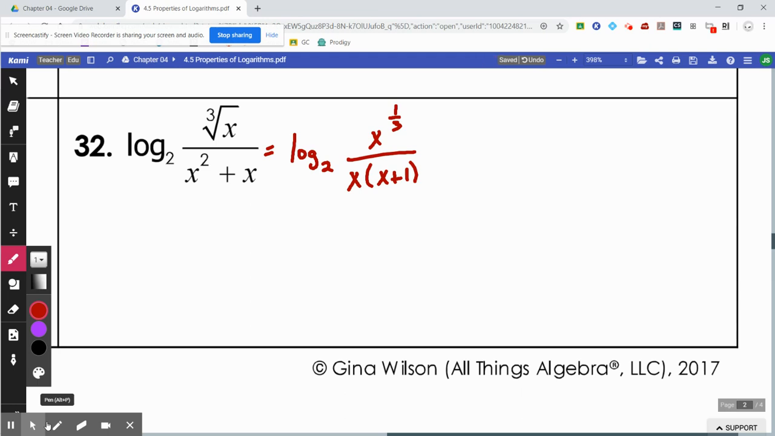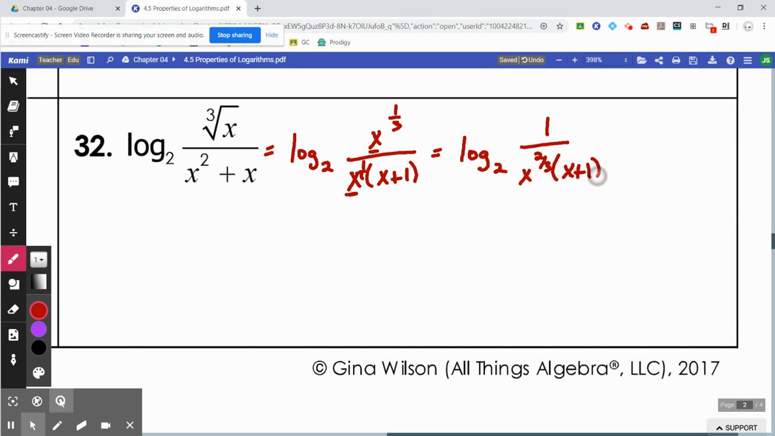And you could even do this. You could simplify this x with this x to the 1/3. And I think I'm going to do that just for some extra practice. You've got x to the 3/3 on bottom. And the reason you can do this is there's no plus or minus attached to that. So that's going to give you log base 2. When you subtract the 3/3 here and the 1/3 on top, you're left with nothing on top. And you're left with x to the 2/3 here and then the x plus 1.